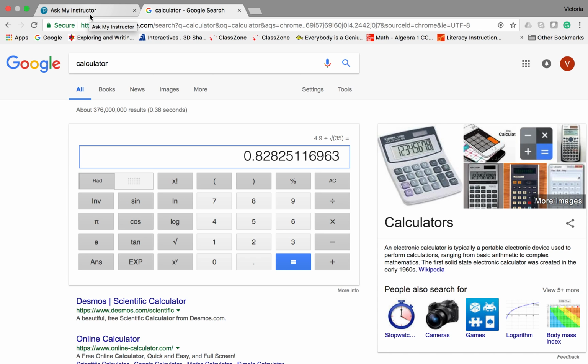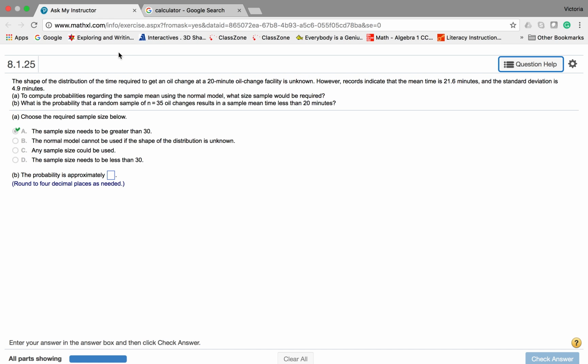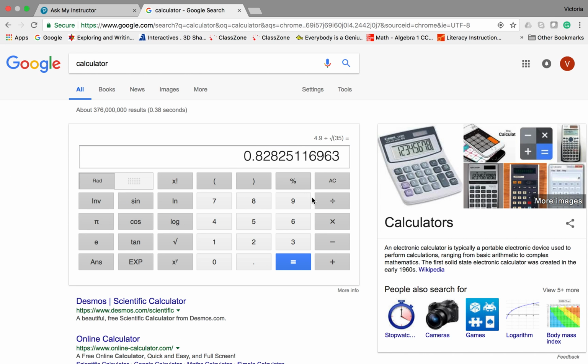Now, the next thing I have to do is find my z-score. Remember, to find the z-score, we take their claim. They claim that it takes them 20 minutes. We subtract the mean that we have from the sample, so 21.6, and then divide by the standard deviation we just got. So over here, I'm going to clear this out.